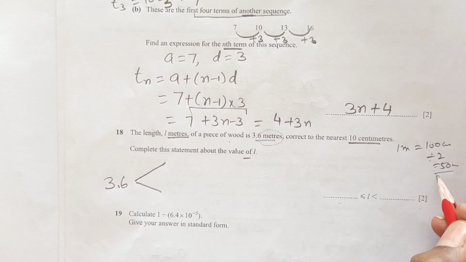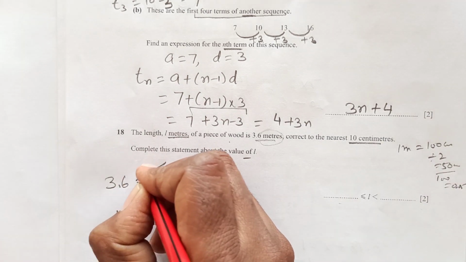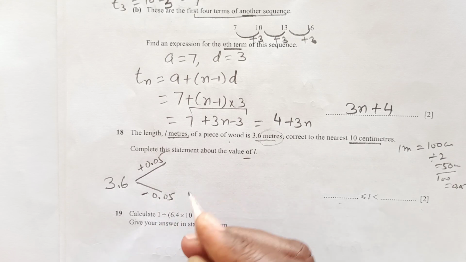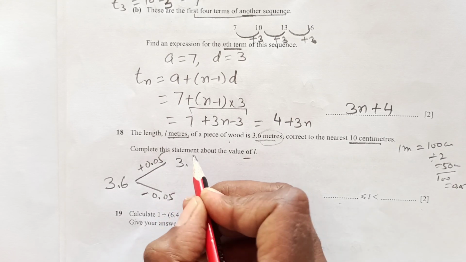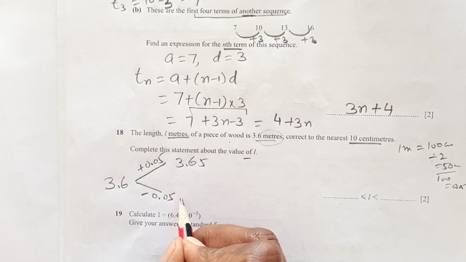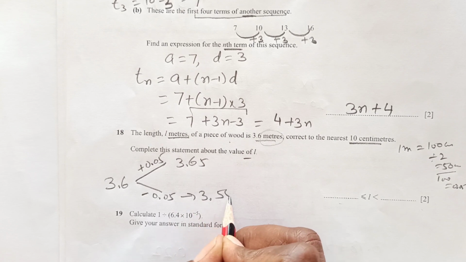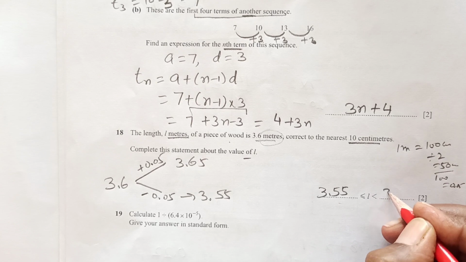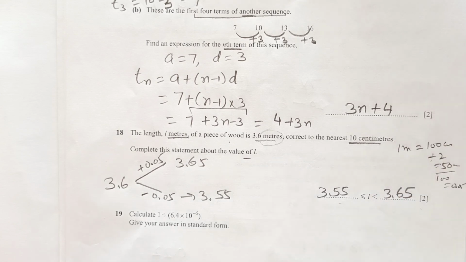So divide it by 100. That gives you 0.05. So we are going to add 0.05 here and subtract 0.05. So this is 3.65 and this will become 3.55. So 3.55 goes for the lower bound and the upper bound is 3.65.